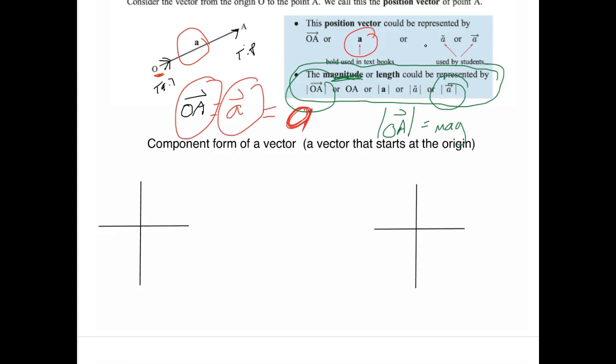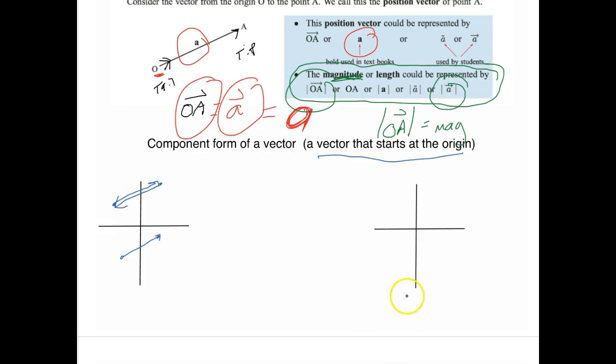Now component form of a vector. Component form of a vector just means the vector that starts at the origin. So vectors can start anywhere, right? That could be anything. So you have a vector that looks like that. You have a vector that goes the opposite direction, actually, if you want. You have a vector that starts here, goes that way.